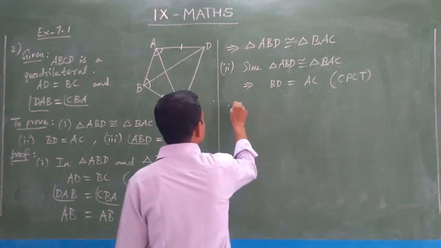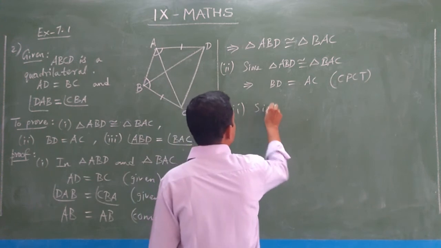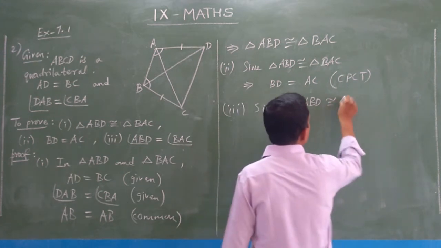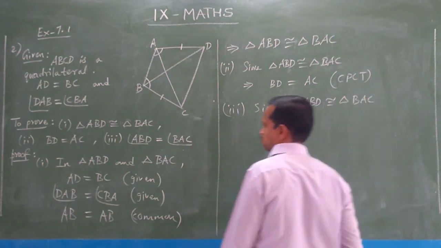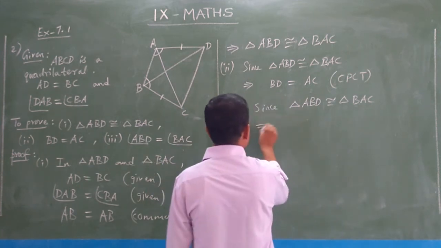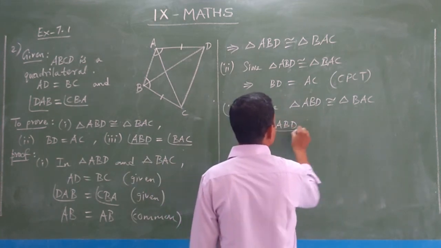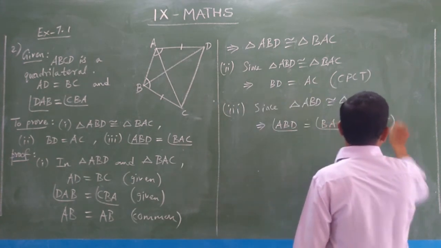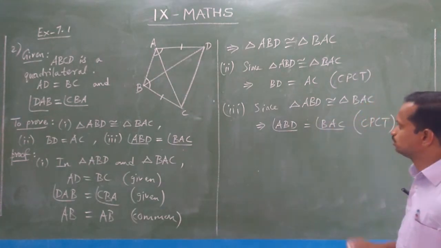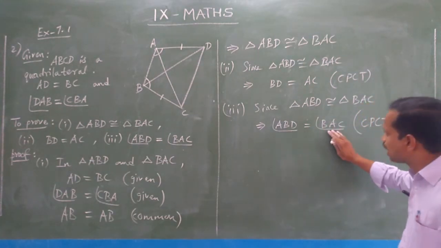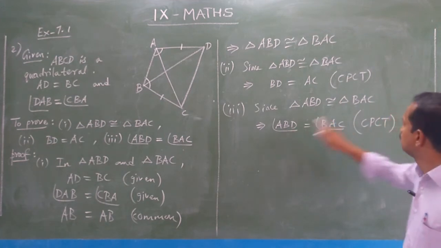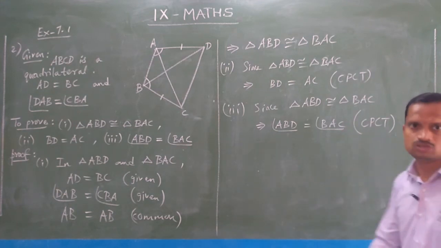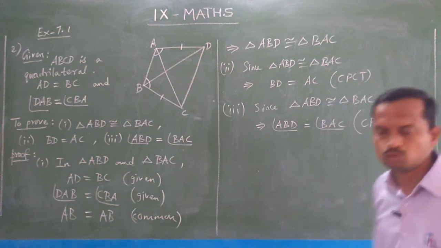And coming to option 3, it is also very easy. You have to take the same proof since these two triangles are congruent. What is that third one? This implies angle ABD is equal to angle BAC, the reason CPCT. Since these two triangles are congruent, by CPCT these two angles are equal. So the names are the same, very easy to give the proof. That's all. We move to the next sum.